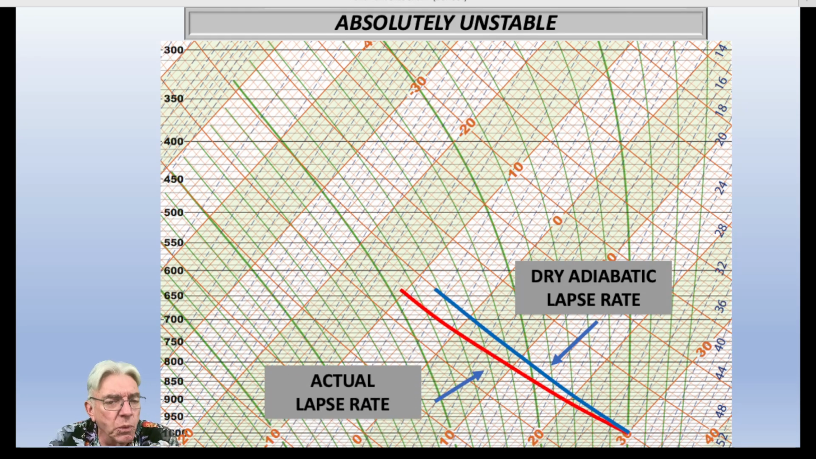And then the actual lapse rate looks like this. Now, we call that a super adiabatic lapse rate because the lapse rate of temperature is even steeper than the dry adiabatic lapse rate. Now, you're unlikely to ever see it extend over this much of a depth of the atmosphere.